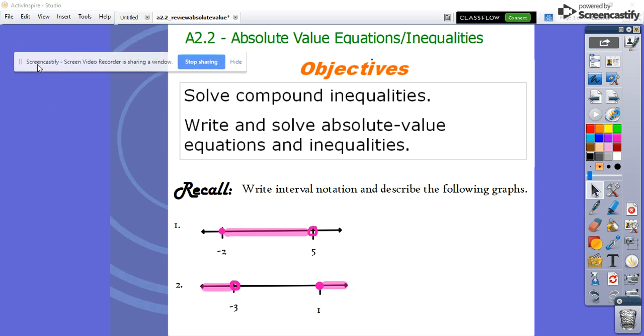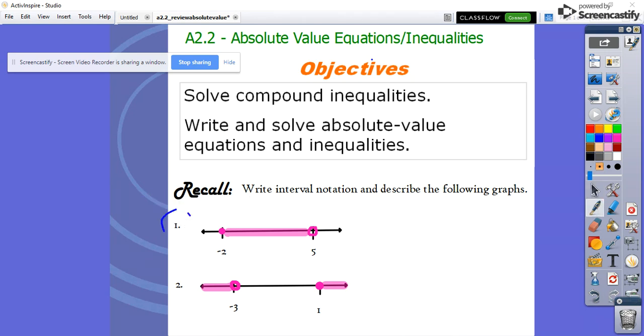All right, guys, so today we're going to talk about absolute value equations and inequalities. We're going to solve those, remember how to solve them, etc. So I'd like for you to take a minute with your partner and talk about how to write these two graphs down here using interval notation.